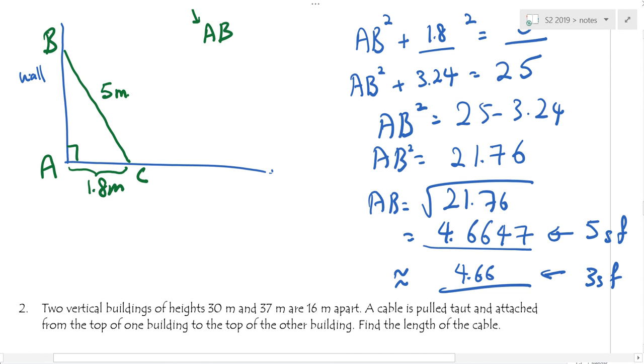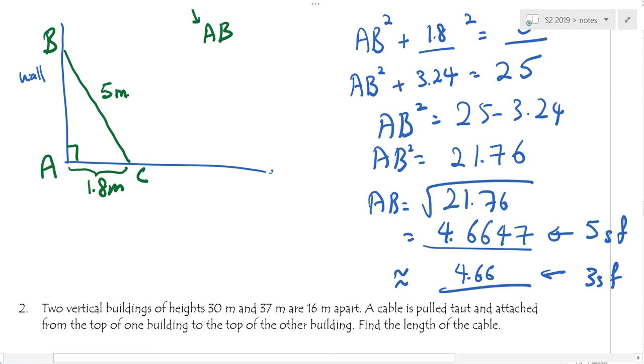Why do I need 5SF? Because later on, if there's a part B, I will use the 5SF so that I don't use the rounded off answer. Because if I round off now, and round off another time, there will be a round off error. Yeah, you need 2 answers. So the first answer is the working mark. The second answer is the answer mark.